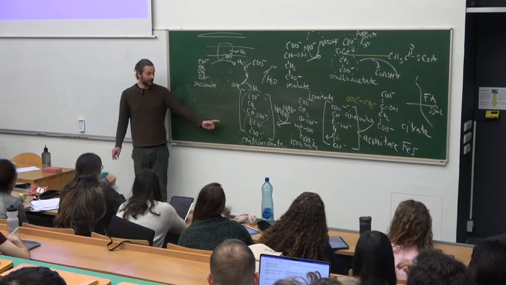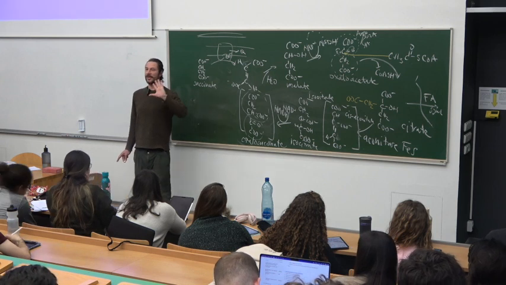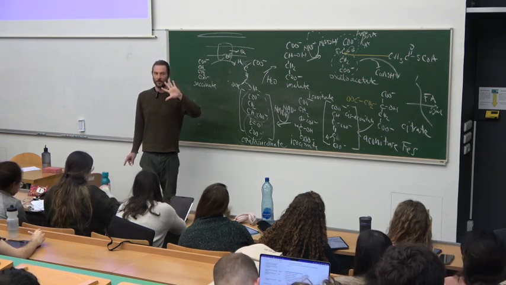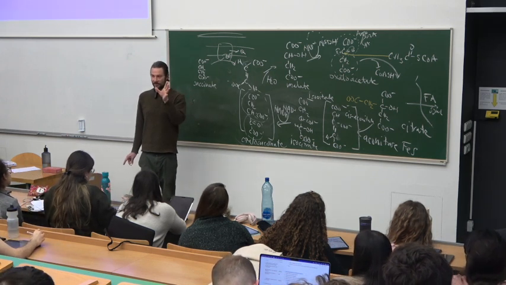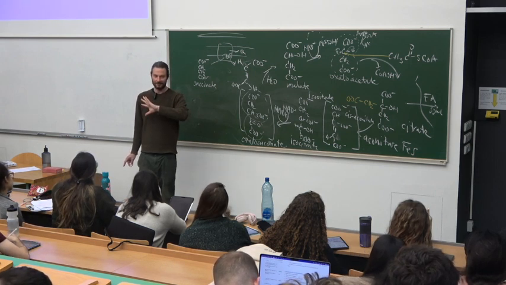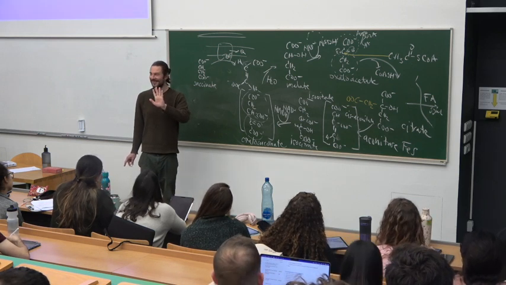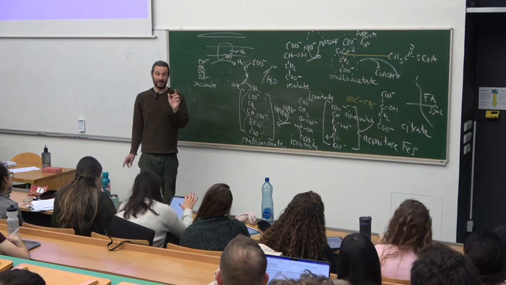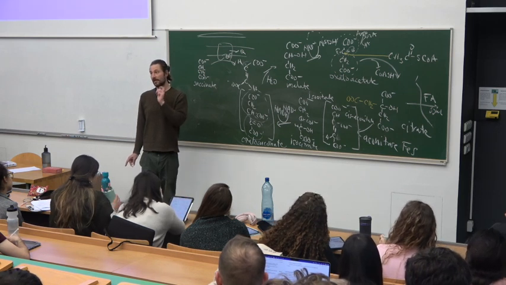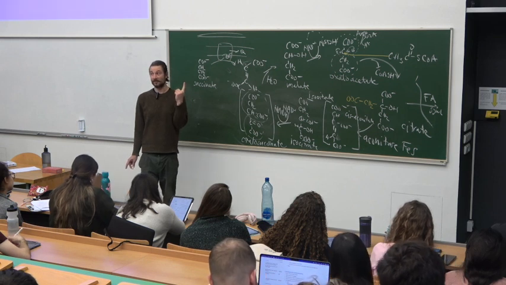So oxalosuccinate is quite unstable. And again, remember when we spoke about reactions in metabolism, we spoke about alpha oxoacids and beta oxoacids. Yes, we did, okay. Now, alpha oxoacids are really difficult to decarboxylate. We need some tricks. We need some special coenzyme for that.